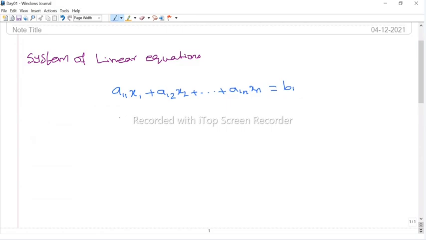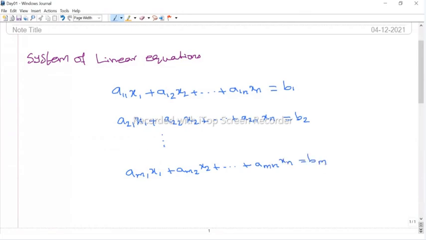Similarly, we have another equation: a21 x1 plus a22 x2 plus etc., plus a2n xn equal to some other number b2. So this is the second equation. Suppose we have m equations. The mth equation is am1 x1 plus am2 x2 and so on, plus amn xn equal to bm. We call this set of equations a system of equations.